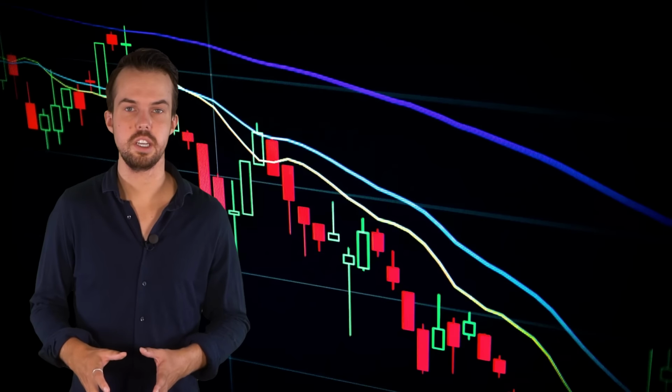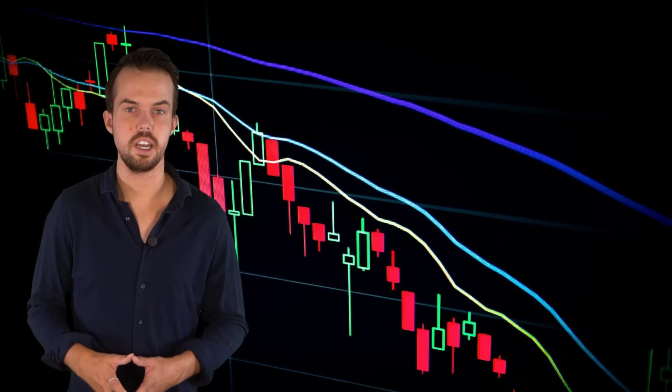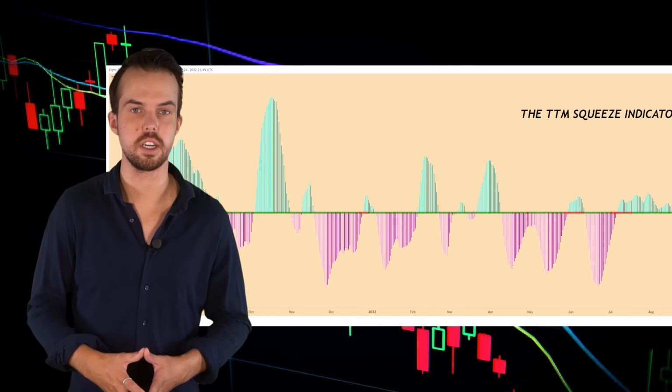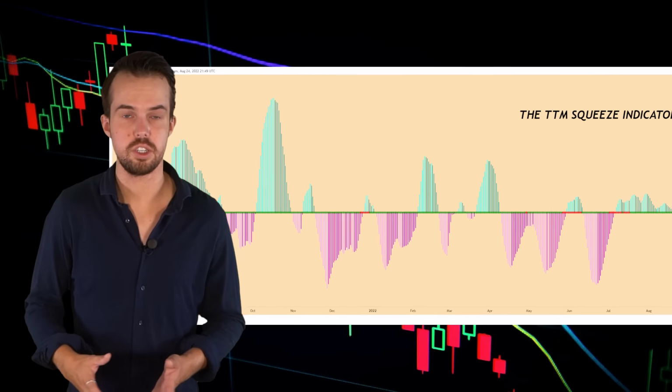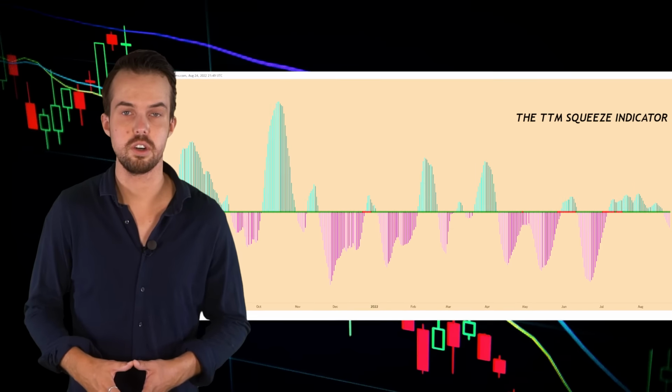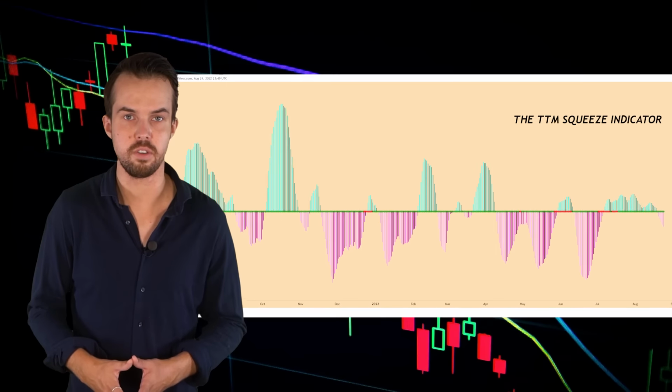The TTM squeeze is not really an indicator where you look at support and resistances, but more about momentum. Let me explain. The TTM squeeze indicator is a volatility-based indicator that shows when a currency will change from a trending market to a declining market and vice versa. In short, it shows when a market has bullish or bearish momentum. The same goes for bullish or bearish momentum overall.